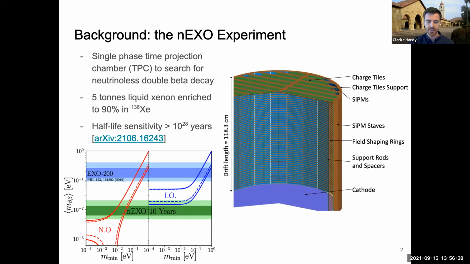I hope everyone got the chance yesterday to see Brian's nice talk on an overview of nEXO and projections for our sensitivity. But in case you didn't, I'll give a brief summary. nEXO is a single phase time projection chamber intended to search for neutrinoless double beta decay in xenon-136. We use 5 tons of liquid xenon enriched to 90% in that isotope. Our recent sensitivity estimates, which went on the arXiv earlier this summer, project that we can reach a sensitivity of greater than 10^28 years for almost all of the nuclear matrix element models considered.